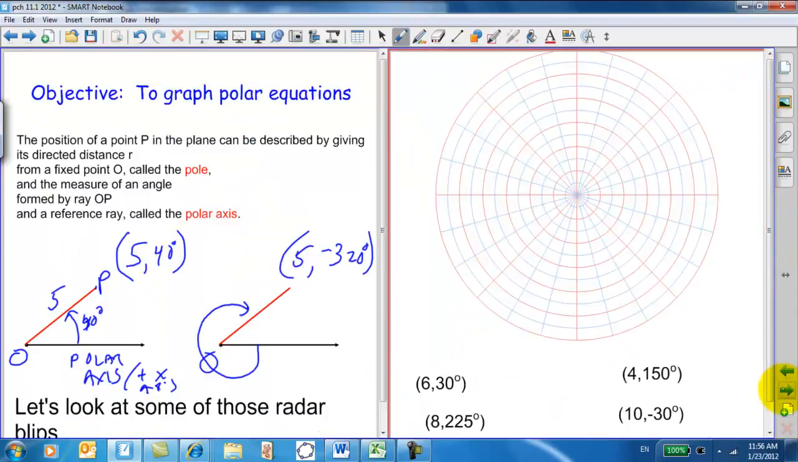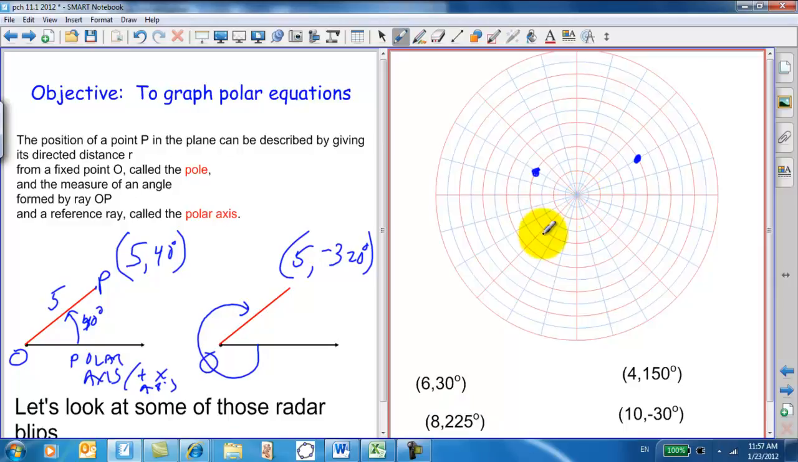Okay, let's look at some more. Let's plot these points. 6 at an angle of 30, and we can actually plot the points, and I'll move the labels over. 6 at an angle of 30, so here's our 30 degrees. This is again set up like I did before. This is every 15 degrees. So 30 degrees, you can set up your angle first. Count out 1, 2, 3, 4, 5, 6. There's your 6 at an angle of 30. 4 at an angle of 150. Here's 150. 1, 2, 3, 4 at an angle of 150.